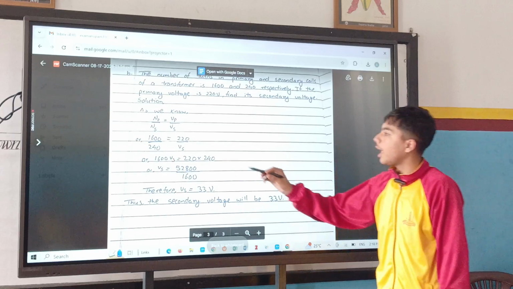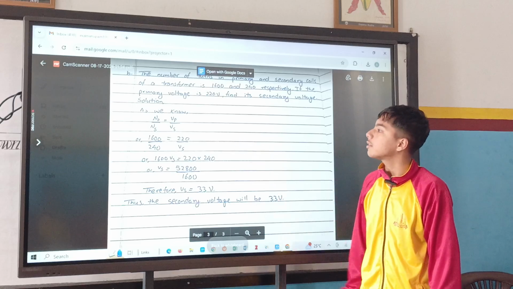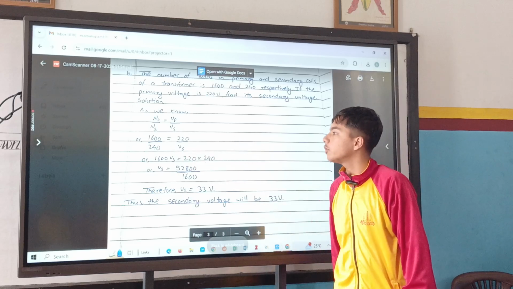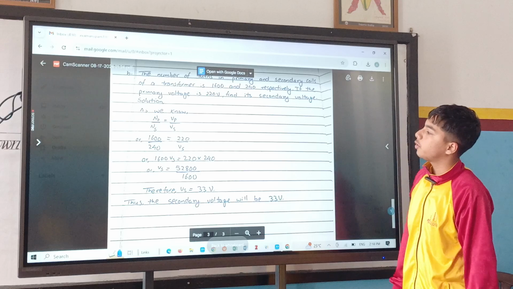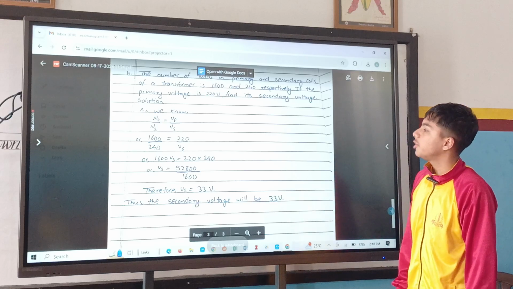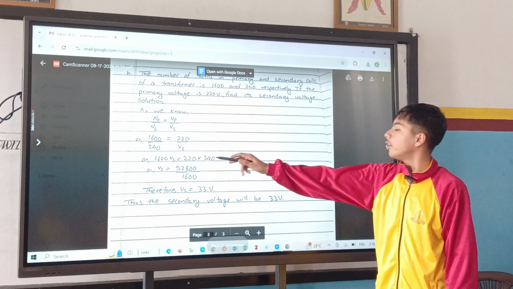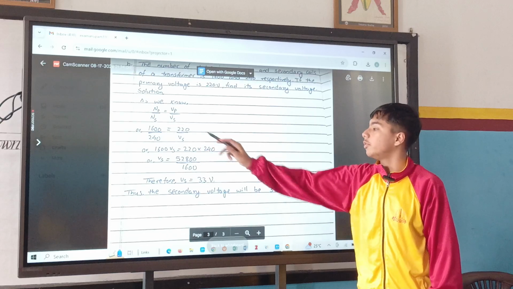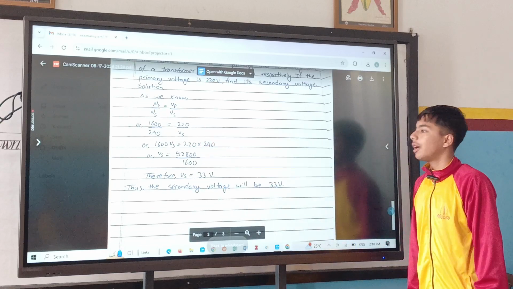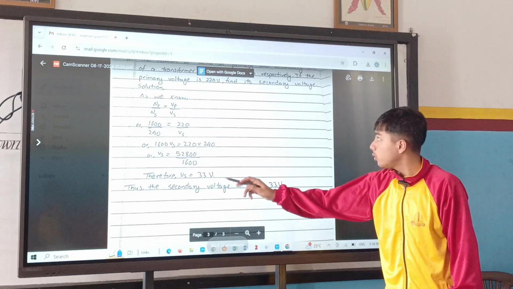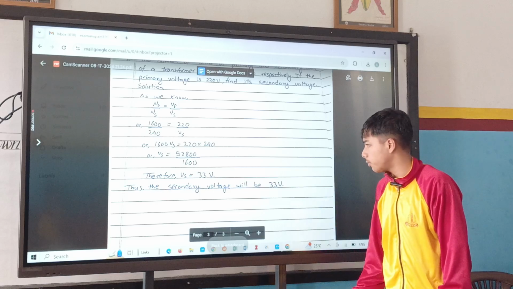We have the formula Np by Ns equals Vp by Vs. Np equals 1600 and Ns equals 240. Vp equals 220, and the secondary voltage is the one we need to find. Through this formula we got the value of secondary voltage, which is 33 volts.